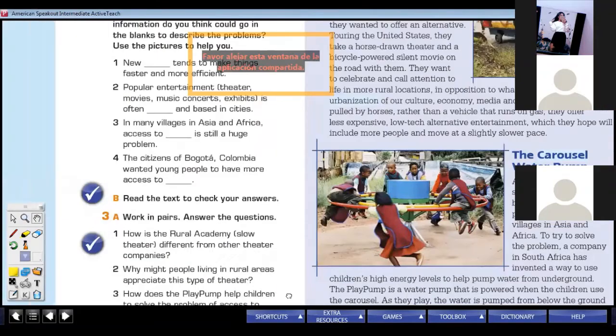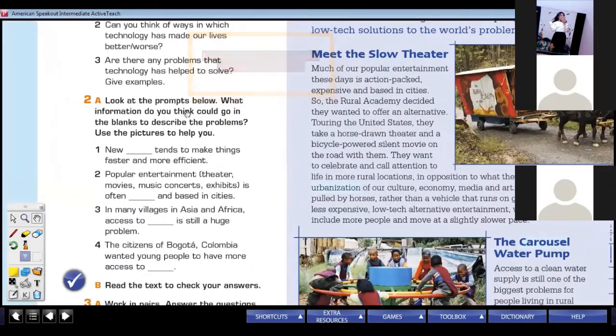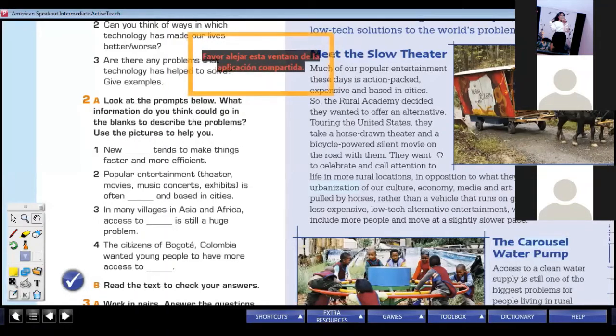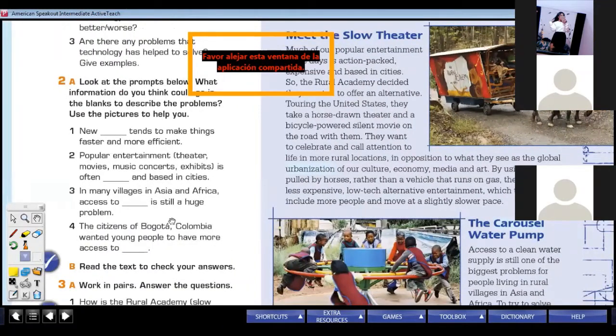So let's go over exercise 2. Take a look again. Look at the prompts below. What information do you think could go in the blanks? These are the blanks, right? To describe the problems, use the pictures to help you. These are the pictures right here. Then let's see number 1. A new blank tends to make things faster and more efficient. Technology. New technology trend.